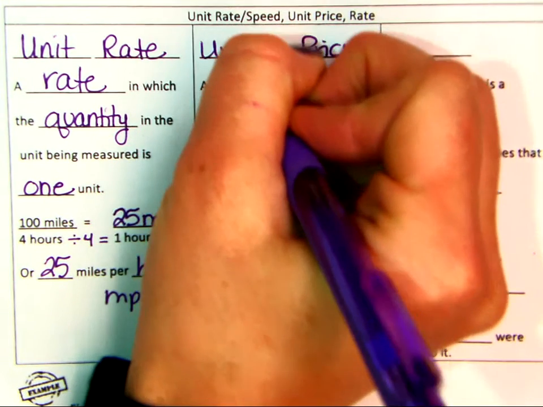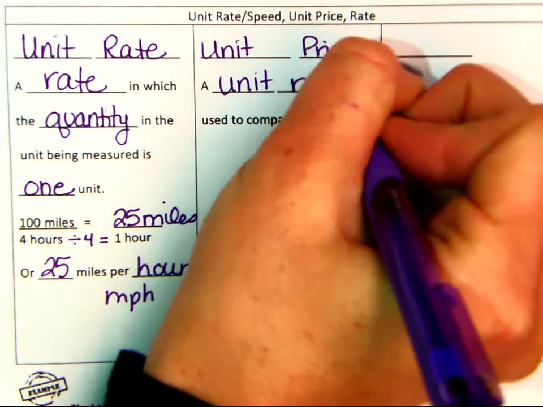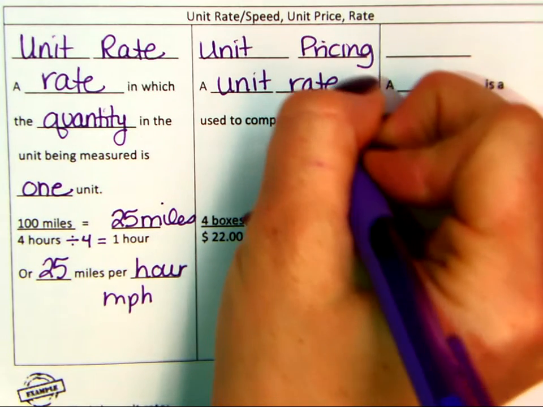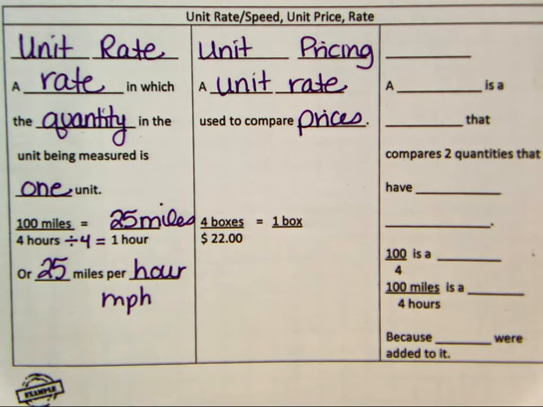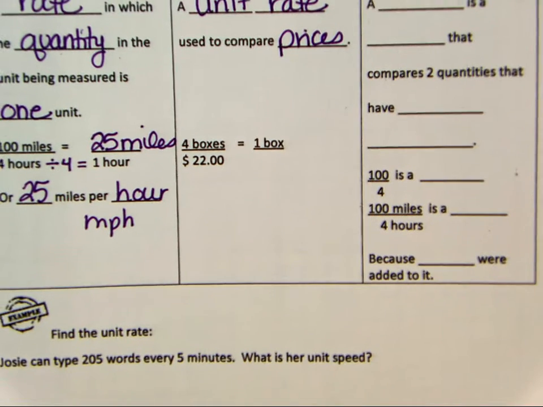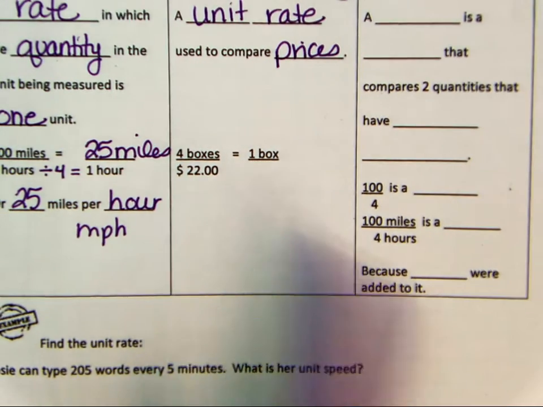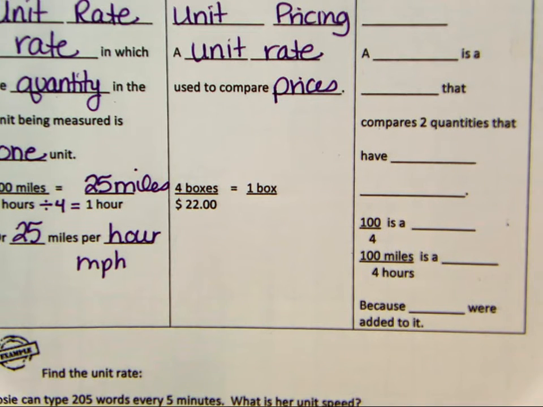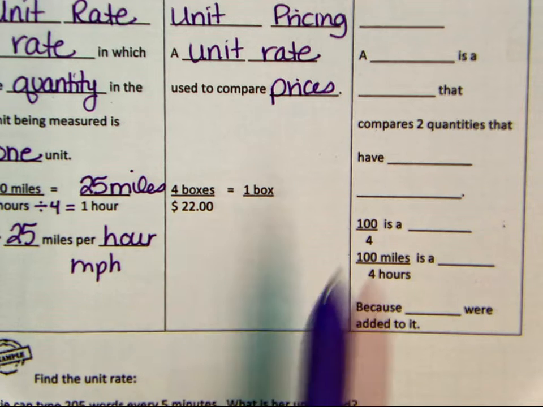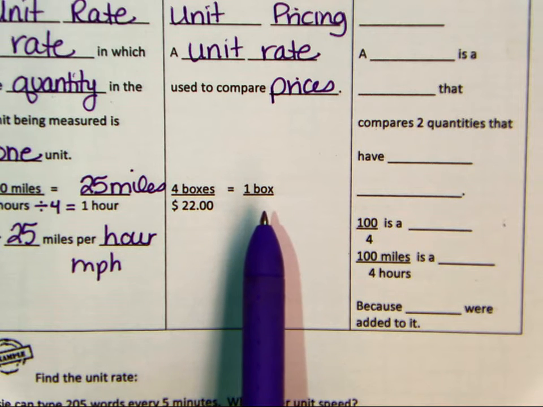So this is unit pricing. Unit pricing is a unit rate used to compare prices. So it's specific to prices, to currency, or to money. Here, let's look at this example down here. If we were to go to a store, we could purchase 4 boxes of something for $22. Then the question is, what would it cost to buy 1 box of something? That's the quantity, the unit that we're going to get to, 1.